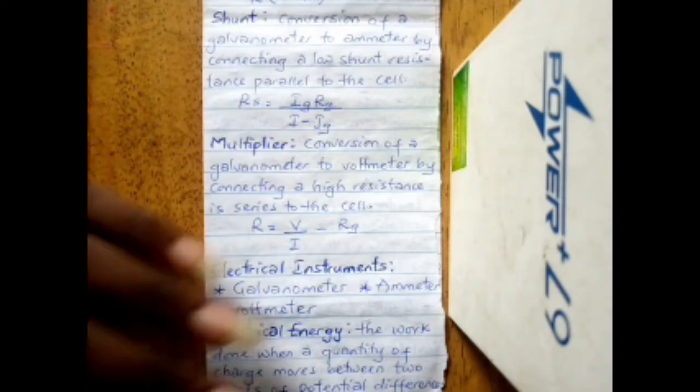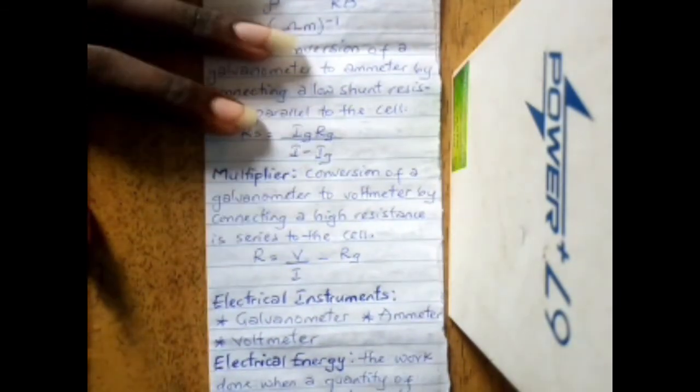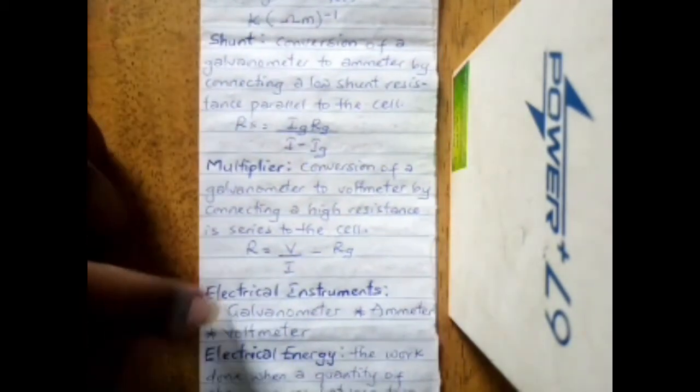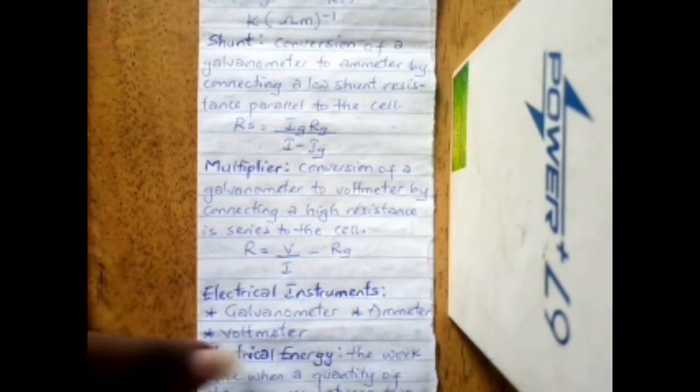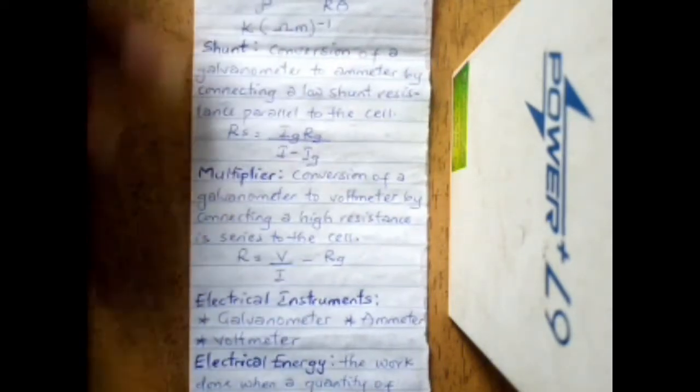But a simple relationship exists between the galvanometer, the ammeter, and the voltmeter. A galvanometer can be made to function as an ammeter. It can also be made to function as a voltmeter. So what this means is that a galvanometer can measure current in certain conditions, and it can also measure voltage in certain conditions. That's what we'll be looking at in shunt and multiplier.